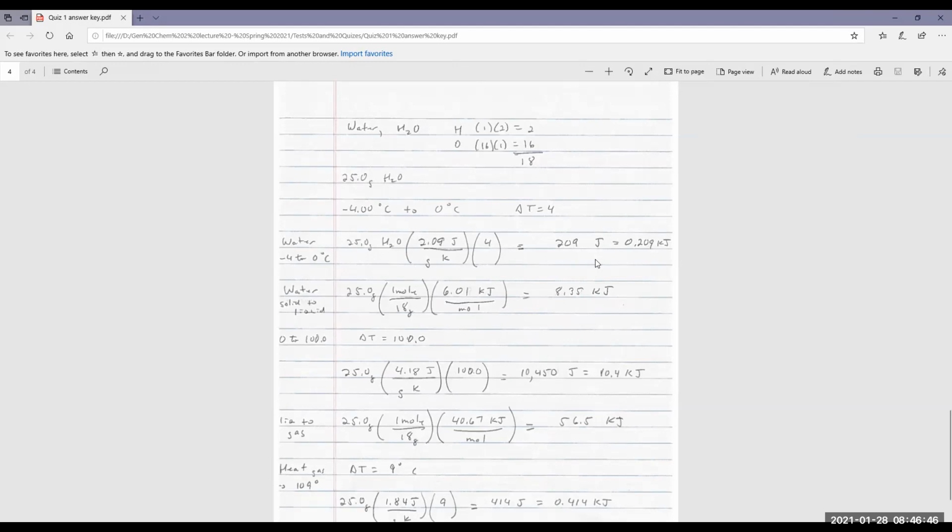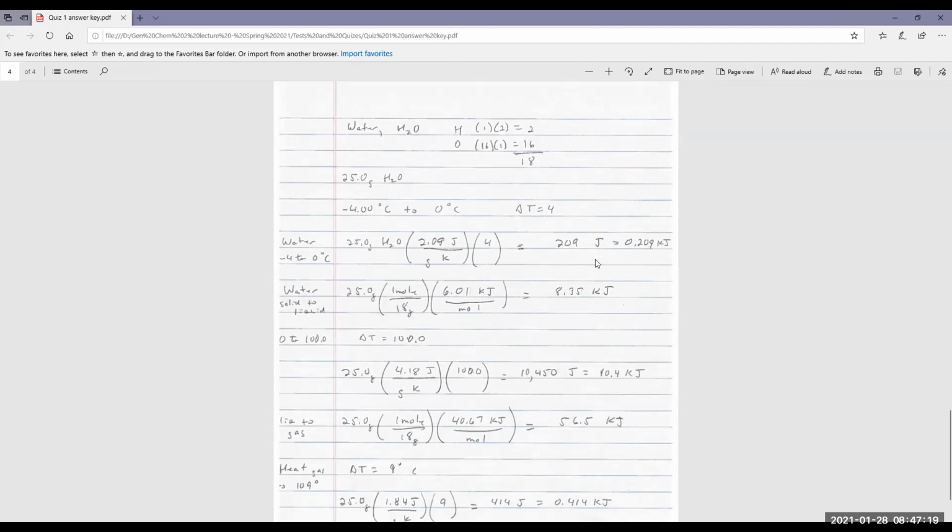So I've gone from -4 to 0 degrees. I've changed the solid to liquid. Now I want to go from 0 to 100, because as I said before, I needed to remember that 100 degrees C was my boiling point of water. So 25 grams using the constant for this transition, 4.18 joules per gram Kelvin. That temperature difference is 100, and I get 10,450 joules, or 10.4 kilojoules.